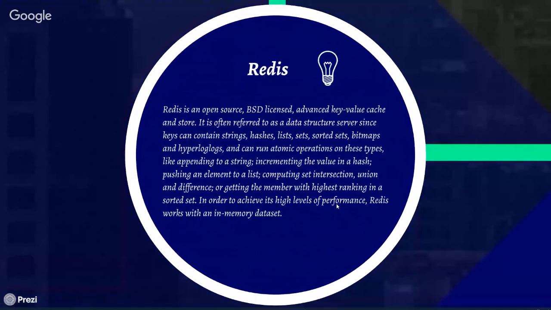Also Redis, I just mentioned it before. Redis is a very useful database, and Redis is an open source, BSD licensed, advanced key-value cache and store. It is often referred to as a data structure server, meaning keys can contain strings, hashes, lists, sets, and so on. It also supports pushing an element to a list, computing set intersection, union, difference, or getting the member with the highest ranking in the set. In order to achieve its higher levels of performance, Redis works with an IMDb.